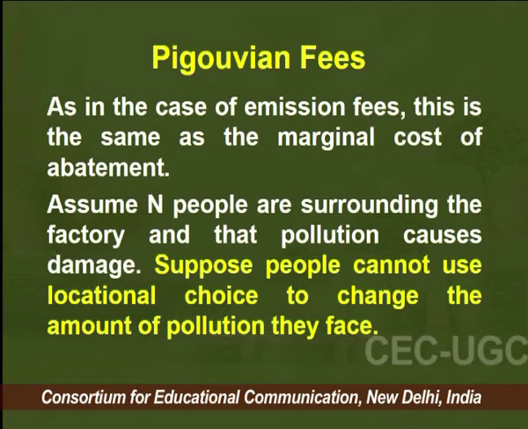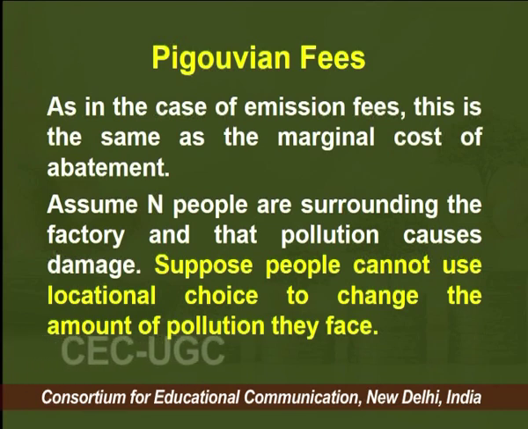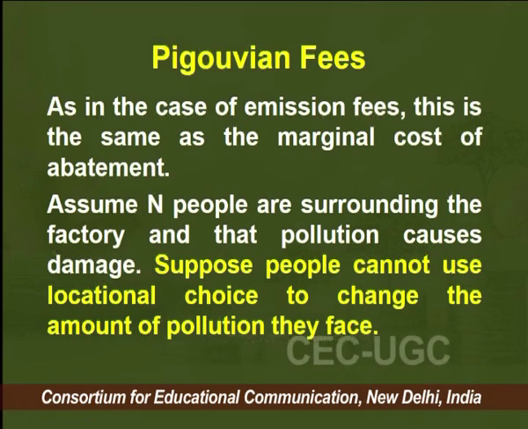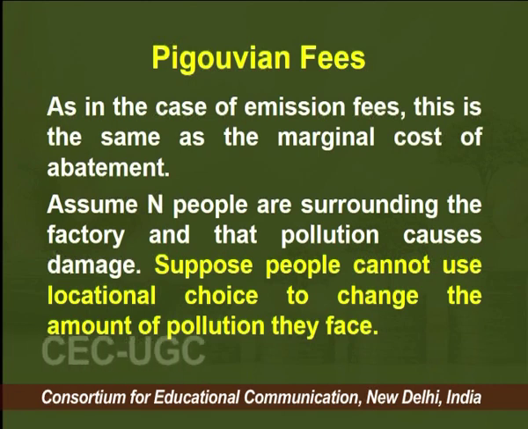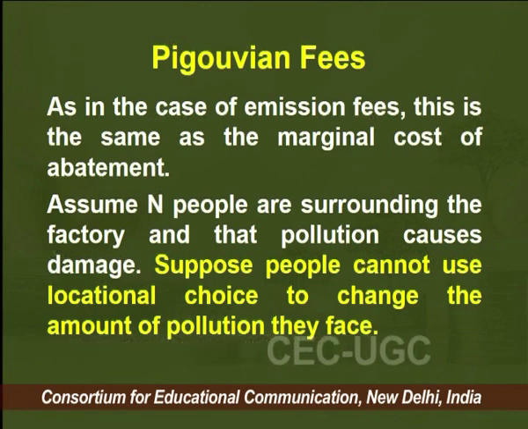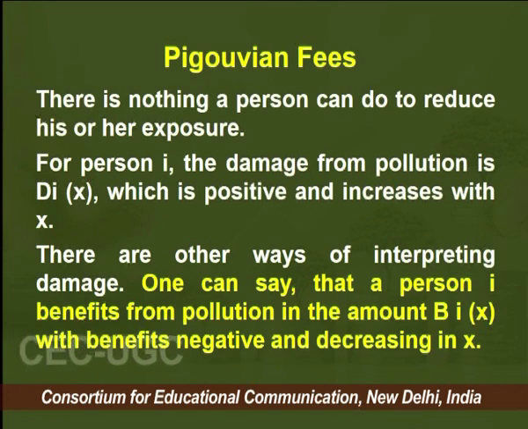Let us assume there are n people surrounding that factory, which is a source of pollution and a source of damage. Suppose people cannot relocate, and cannot use locational choice to change the amount of pollution or damage they are facing. So there is no control by which they can avoid this pollution in any way. There is nothing a person can do to reduce his or her exposure to pollution. Therefore, they are all victims. So we consider n people surrounding that factory as victims.